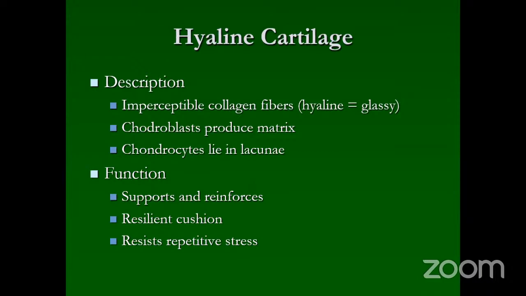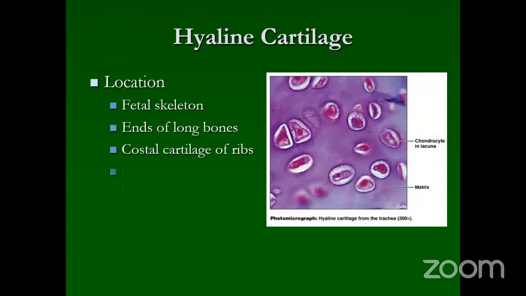So these chondrocytes lie in lacunae. The function of hyaline cartilage is that it supports and reinforces. It is giving support to the organs, and it acts like a cushion so that it can resist stress. So it is very strong and can resist the stress. They are present in the fetal skeleton and ends of the long bones, then in the ribs and nose, trachea and larynx.